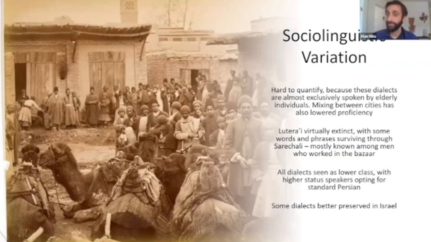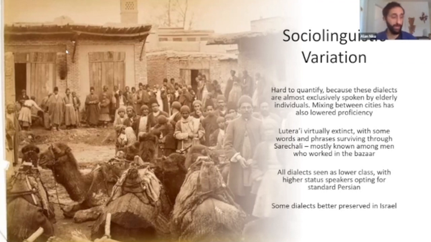Which brings us to sociolinguistic variation. That's a picture of the Tehran ghetto in the 1800s. So this is where all these languages were mixing. And sociolinguistic variation is actually hard to quantify for this field because these dialects are almost exclusively spoken by elderly individuals. It's hard to say that there are differences between the way men and women talk or older people or younger people talk when so few people speak these languages.